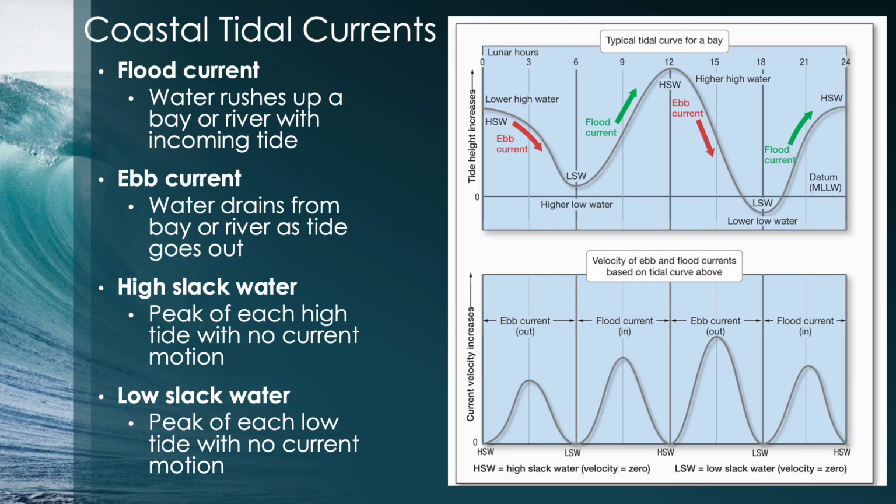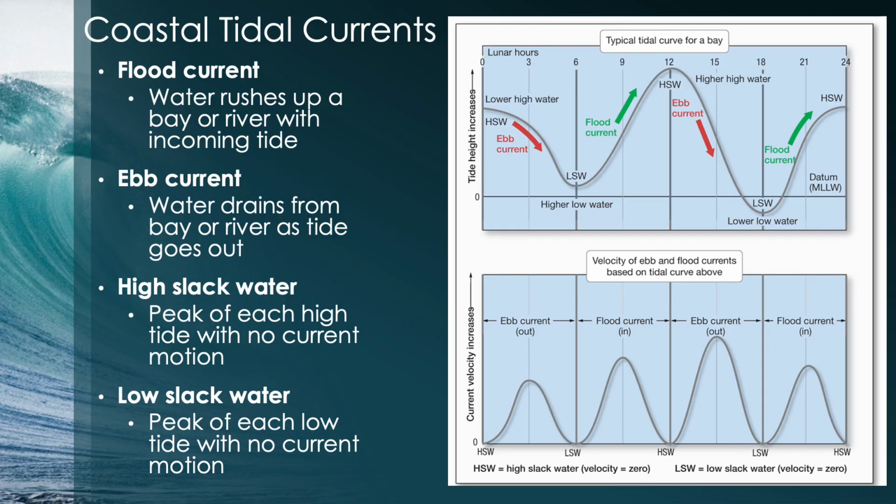Terminology. We talk about the high tide and low tide. There are currents associated with that. Obviously, if the water level is going to go up, that water has to come from somewhere, so there has to be a current that brings that water into that region. We call it a flood current when it's raising the water to high tide. We call it an ebb current when it's reducing the water level going to low tide.